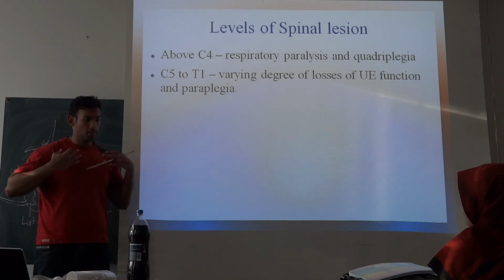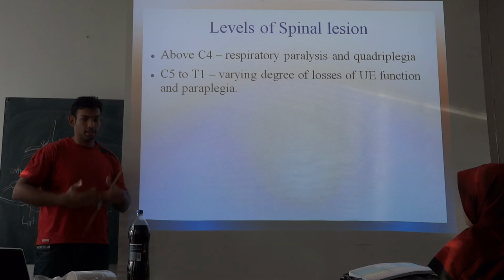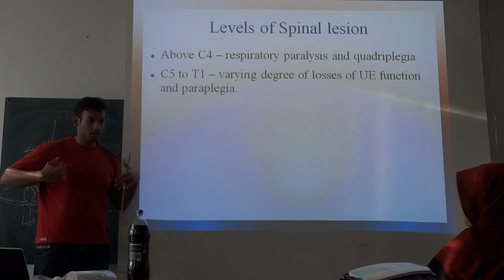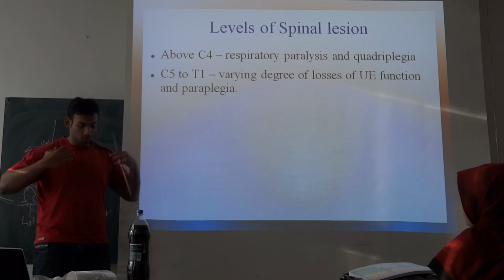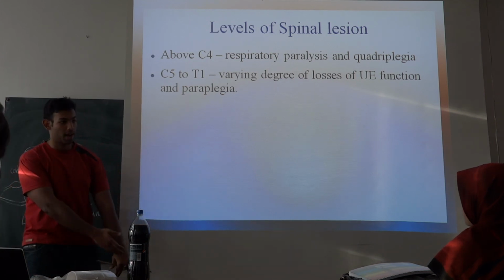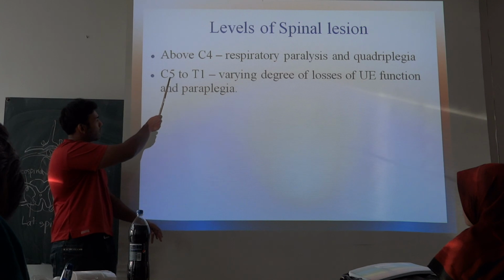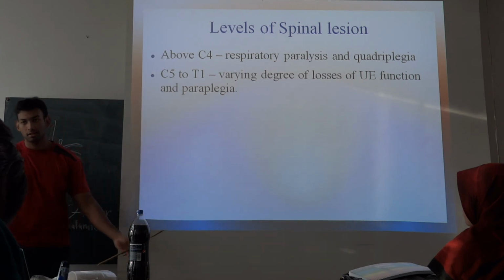Also the muscles in their thorax and abdomen, because they are formed by the thoracic spinal nerves, T1, T2, would all be paralyzed, but they could use their hands. But if it's higher up, they wouldn't use their hands either. Understand?